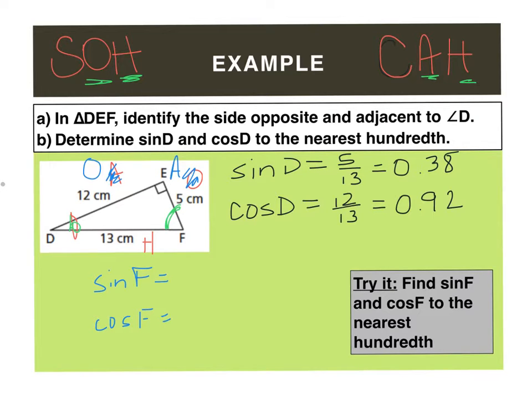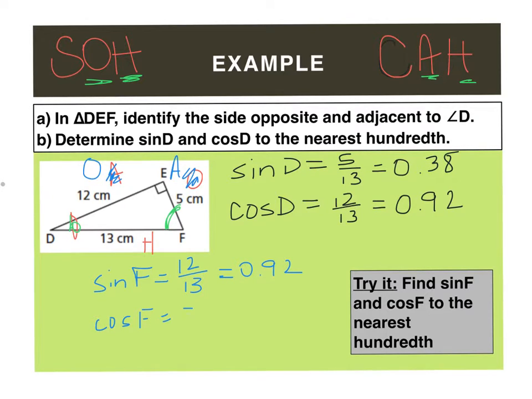Now, when I do this, sine is still, the hypotenuse doesn't change. That never changes. The hypotenuse is always across from the 90-degree angle. So when I do this now, sine of f is O over h. So that's 12 over 13. And we already know what that equals. We don't even need to use our calculator. It's 0.92. Because it's the same as what cosine d was.